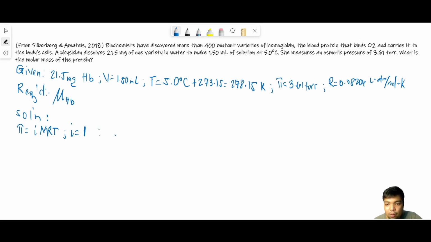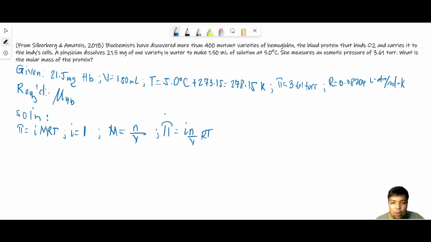And we also know that molarity is the number of moles of your solute divided by the volume of the solution. So we can substitute this expression into our formula for the osmotic pressure. Substituting this expression of molarity into your first equation makes it look like this: pi equals i n over V multiplied by RT.